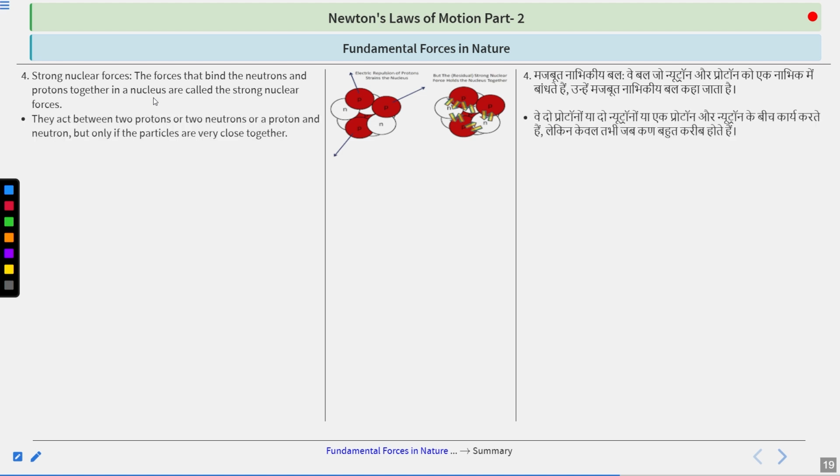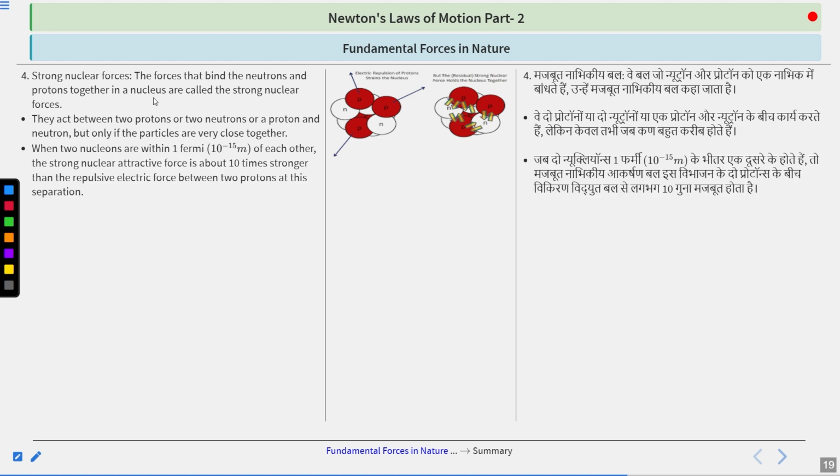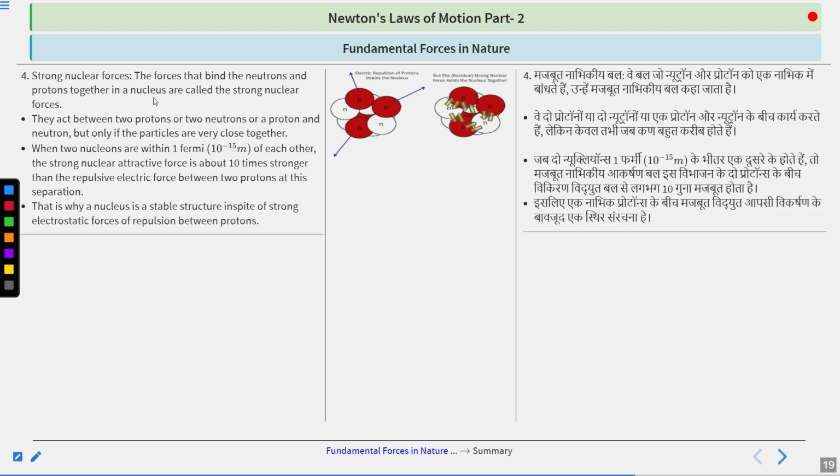They act between two protons or two neutrons or a proton and a neutron, but only if the particles are very close to each other, because they cannot operate over large distances. When two nucleons are within 1 Fermi or 10 power minus 15 meter of each other, the strong nuclear attractive force is about 10 times stronger than the repulsive electric force between two protons at this separation. This is why a nucleus is a stable structure in spite of strong electrostatic forces of repulsion between the protons.